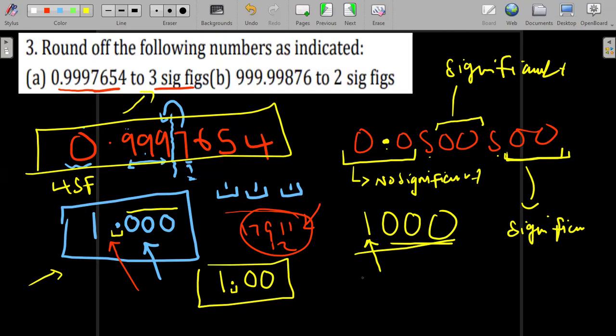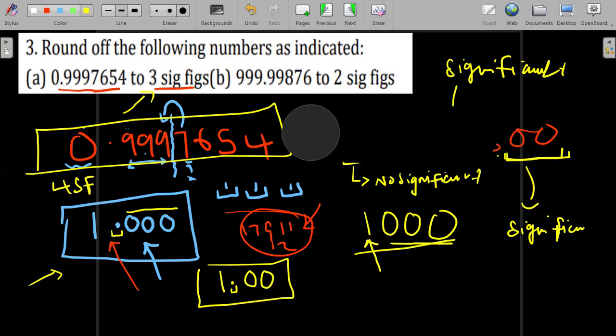So any question there? Is there any question there before we can go to the next question? Okay, no question. Let's round off the other number there.